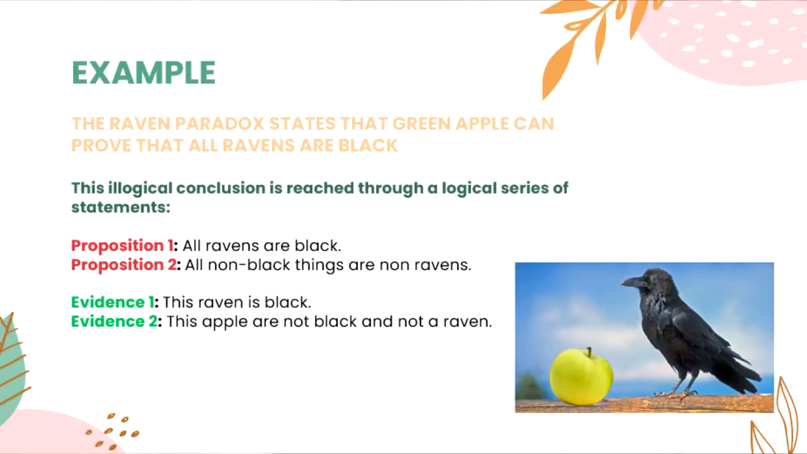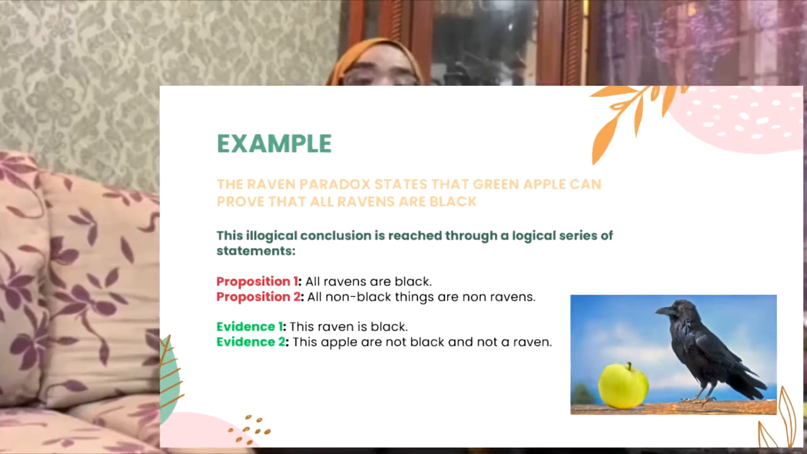This illogical conclusion is reached through a logical series of statements, which contain two parts: propositions and evidence. The first proposition is all ravens are black, and the second proposition is all non-black things are non-ravens. The first evidence is this raven is black, and the second evidence is this apple is not black and not a raven. Next is Popper's falsification and hypothetical reasoning, where we have deductive and inductive confirmation.